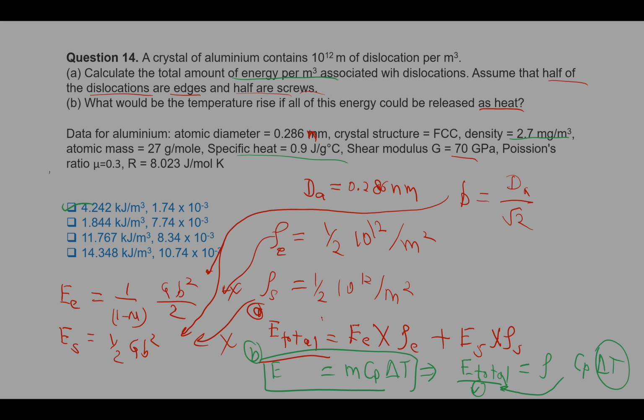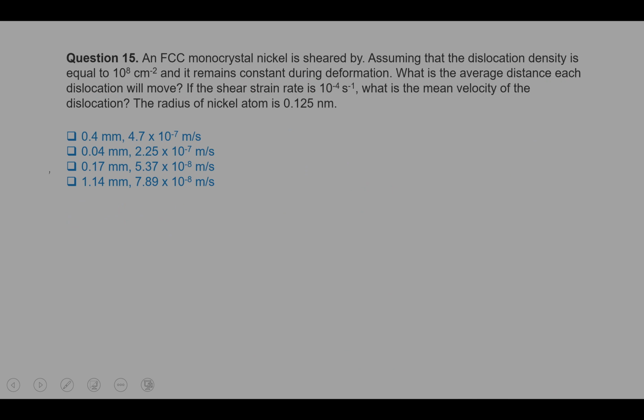Okay, so the next question is: an abscissa monocrystal nickel is sheared by assuming that the dislocation density is equal to 10 to the power 8 per centimeter square and it remains constant during deformation. What is the average distance each dislocation will move? If the shear strain rate is 10 to the power minus 4 per second, what is the mean velocity of the dislocation? The radius of nickel atom is 0.125 nanometer.